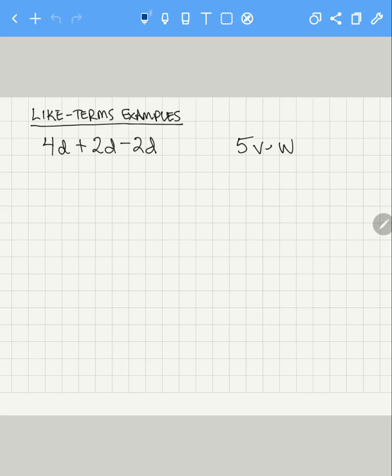Here are some like terms examples. Some of them are going to be very simple. Some of them are just going to take it a step further. It shouldn't be too much. We know that if we have 4d plus 2d, that means d, d, d, d plus d, d. It'll give you a total of 6 d's. And then we can take 2 more away, and that would give us 4.